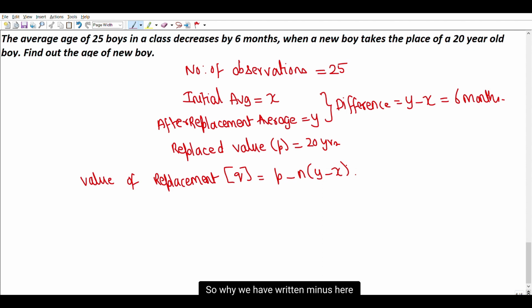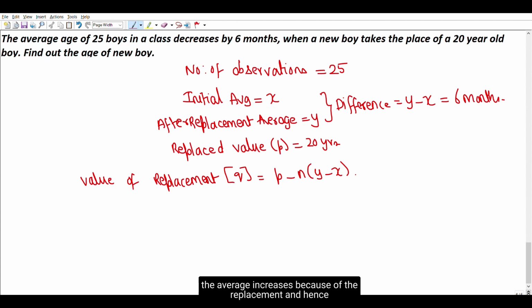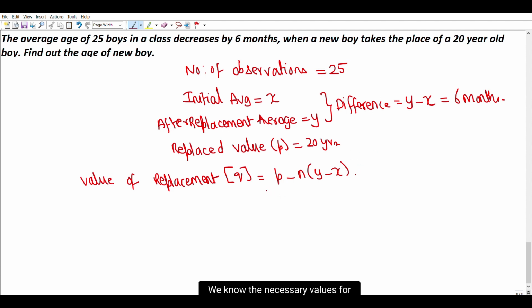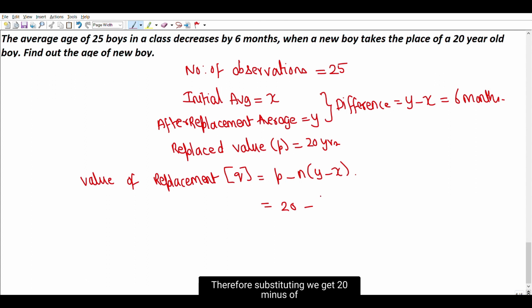Why we have written minus here is because when the replacement happens, the average decreases from the initial value. In the previous question, we might have noticed that the average increased because of the replacement, and hence we used plus in the formula. Here, since the average is decreasing, we have made use of minus. We know the necessary values for these parameters from the question. Therefore, substituting we get 20 minus of n is 25, y minus x.